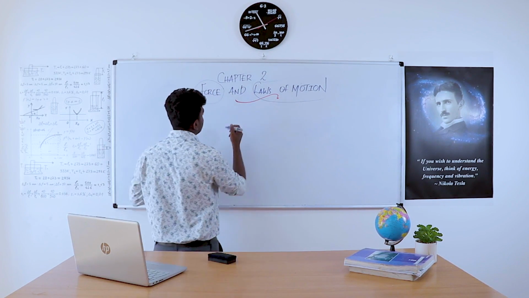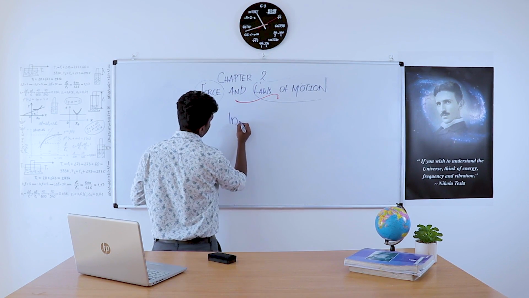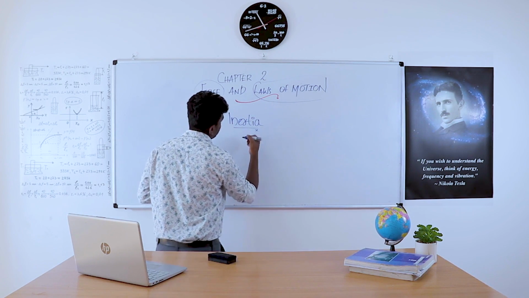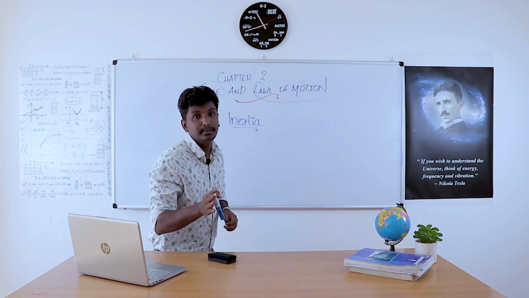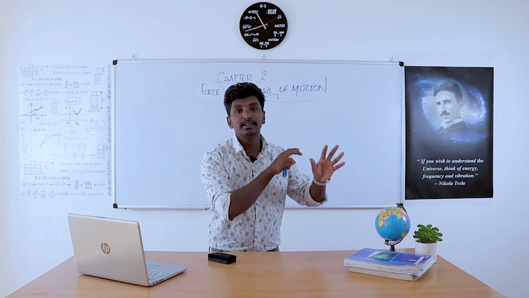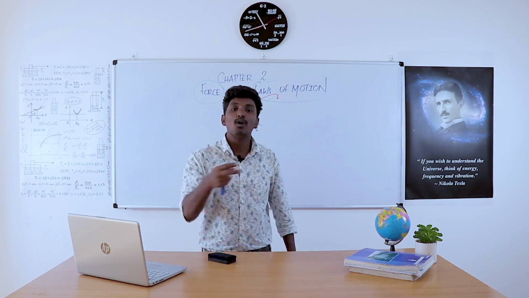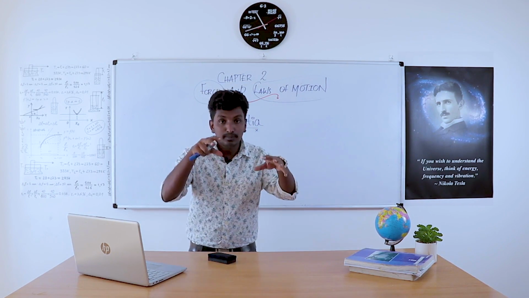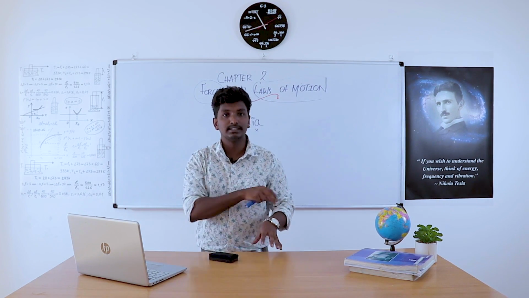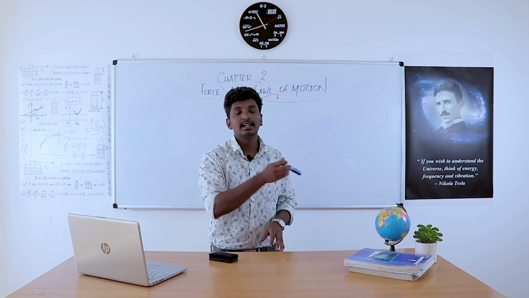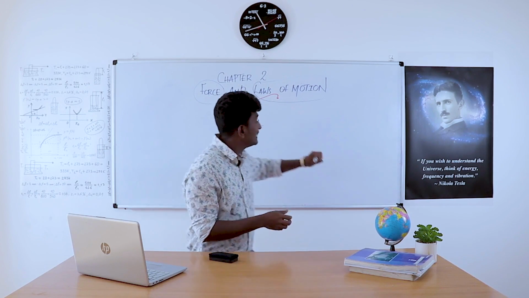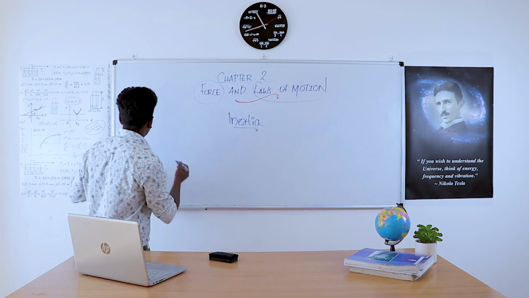And that term is inertia. Simply, inertia means the tendency of an object to remain in its previous state, that may be of rest or of motion. An object at rest has the tendency to remain in the same state of rest. But an object in motion has the tendency to remain in the same state of motion. That's what inertia is.